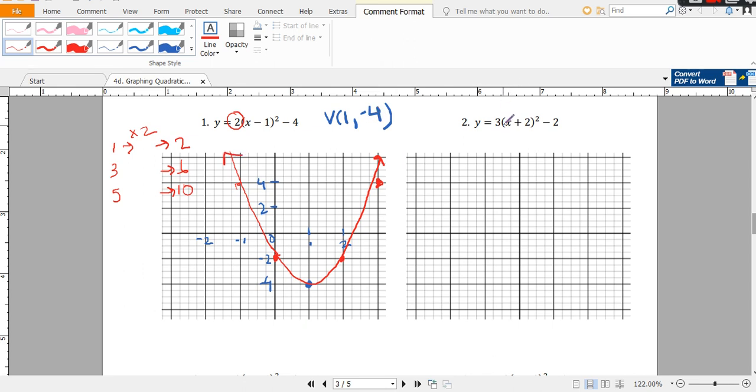So for this one, it'd be the exact same thing. Start at the vertex -2, -2. But instead of 1, 3, 5, you'll be multiplying everything by 3. So then 1 times 3 is 3, 3 times 3 is 9, 5 times 3 is 15. So you go 1 over from the vertex, up 3, 1 over, up 9, 1 over, up 15.